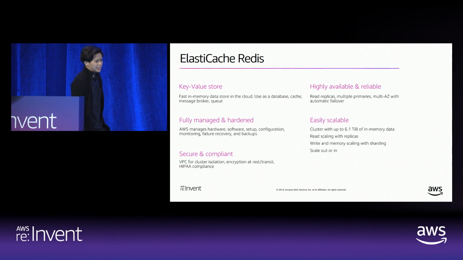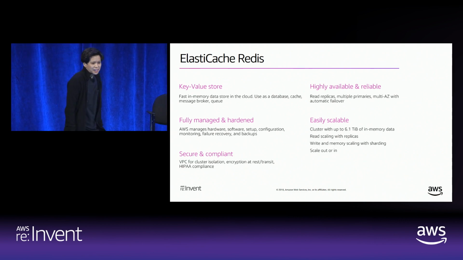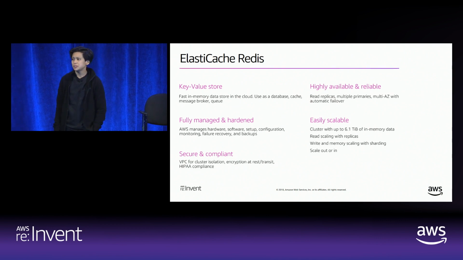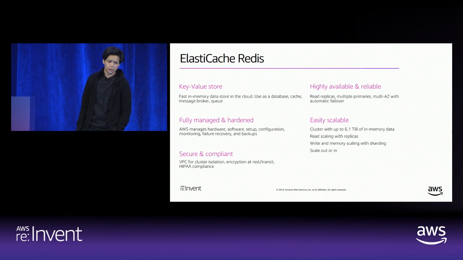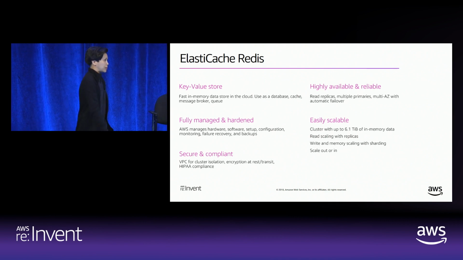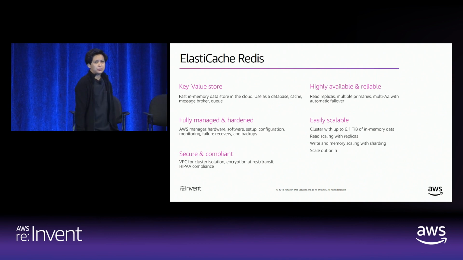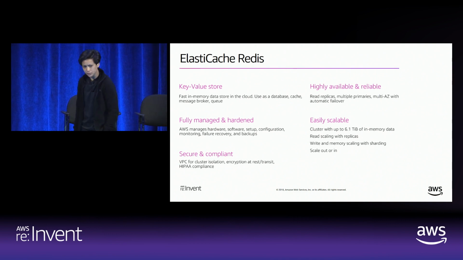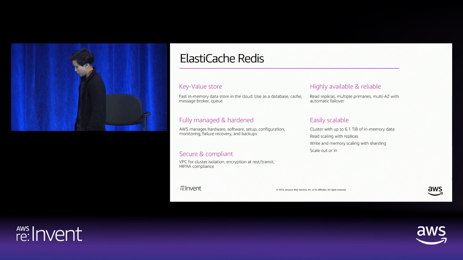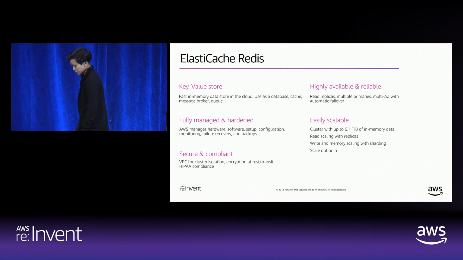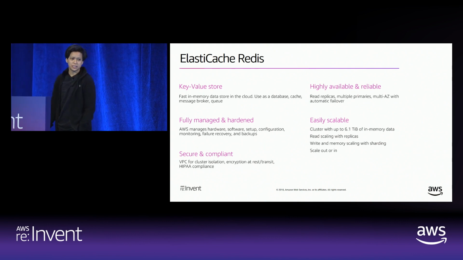The high availability and reliability. As an SRE, that's my favorite. We have read replicas. We can have many read replicas and point certain services to directly read from the replicas. Multiple primaries. We can also have multi-AZ with automatic failover, right? We don't have to worry about an entire availability zone going down.